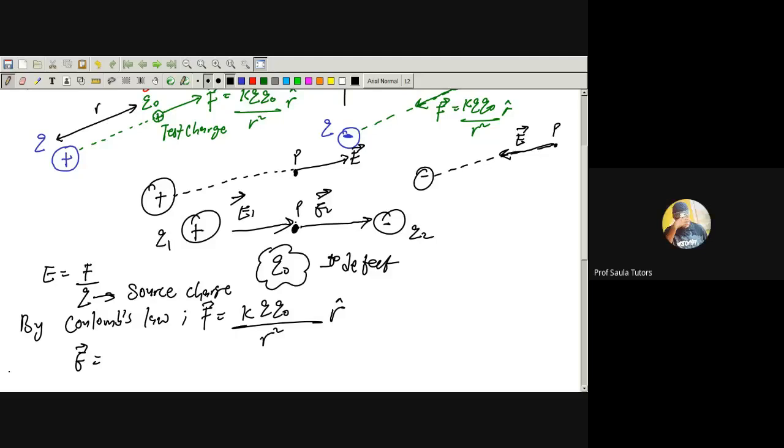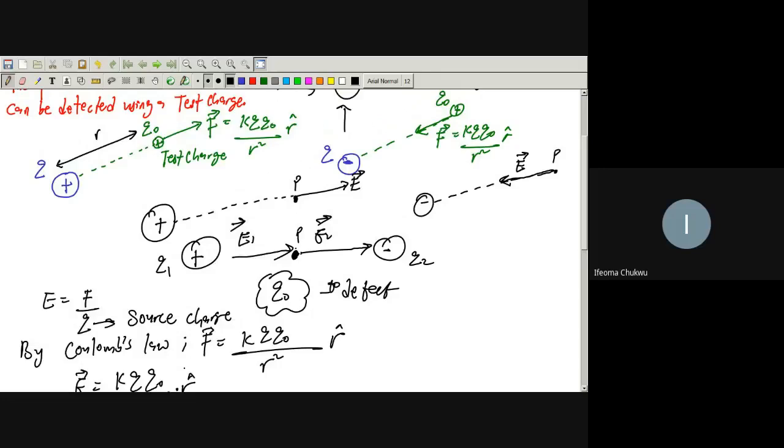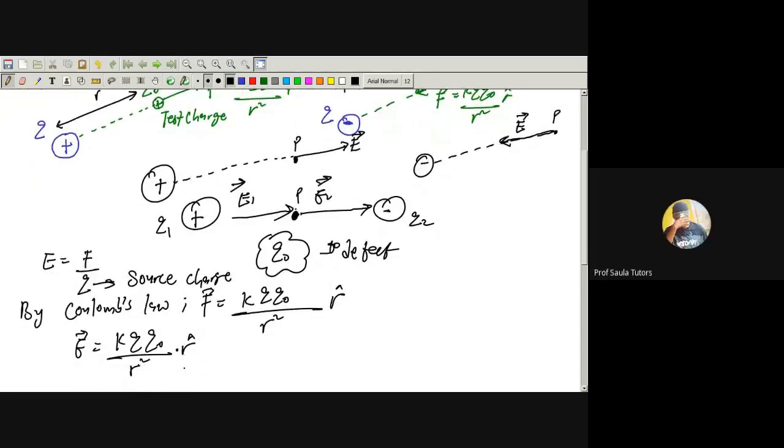Okay. So what do we have? F equals K Q Q naught over R squared times this position vector. Why do I use that position vector again? Remember, I'm using it in vector form. So now pay attention.